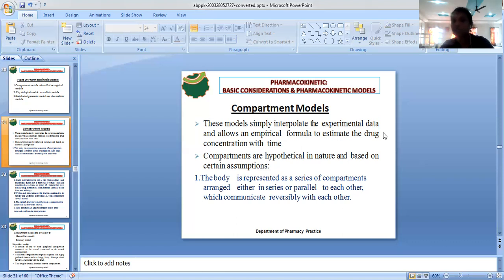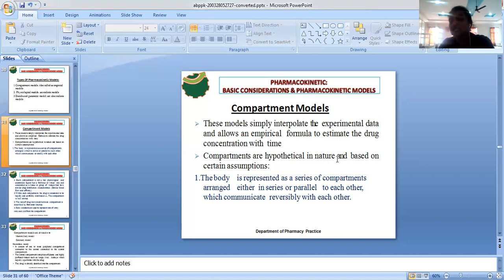Simply, you can say that by using the plasma concentration time profiles, interpreting that experimental data and further substituting it into the subsequent empirical formulas, the whole estimation of drug concentration over time can be done. Here, in this whole compartment model, the compartments are simply hypothetical in nature. Completely, it is hypothesis.